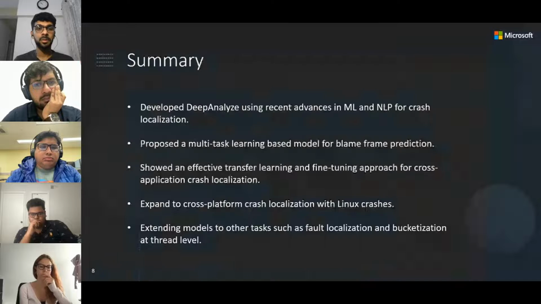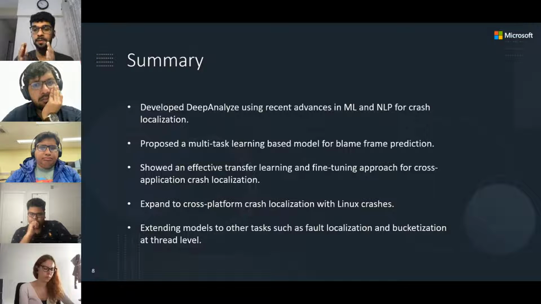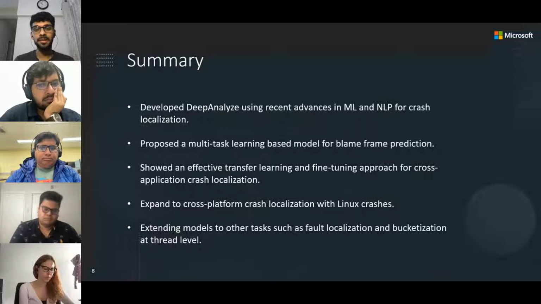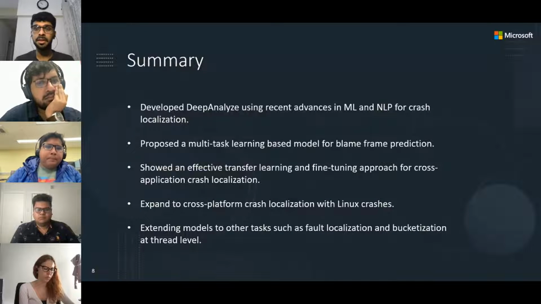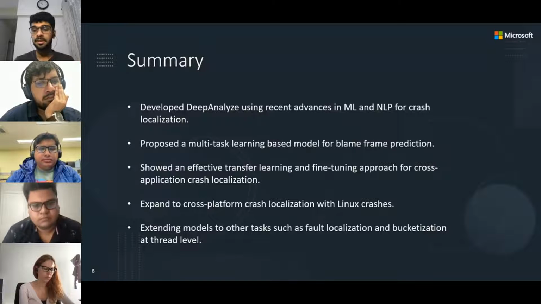So to summarize, we developed DeepAnalyze using recent advances in machine learning and NLP for crash localization. We propose a multitask learning model for blame frame prediction and show an effective transfer learning and fine-tuning approach for cross-application crash localization. In the future, we want to expand to cross-platform crash localization, where we transfer models from, let's say, Windows crashes to Linux crashes, for example. And we also want to extend DeepAnalyze to other tasks such as fault localization and bucketization that BugAnalyze performs today, and thus help the developers.